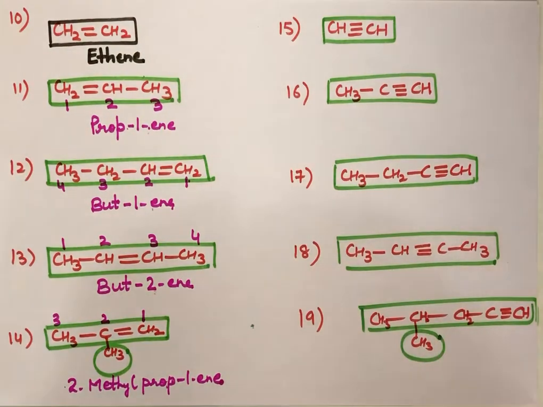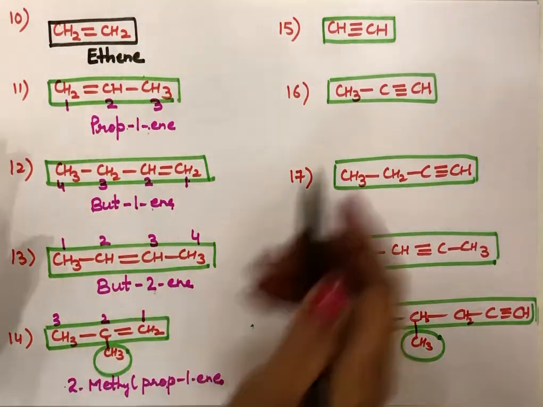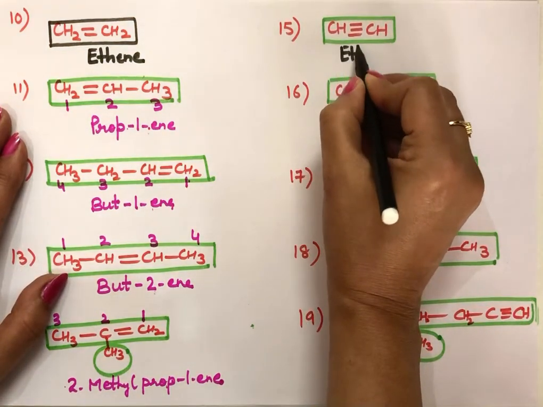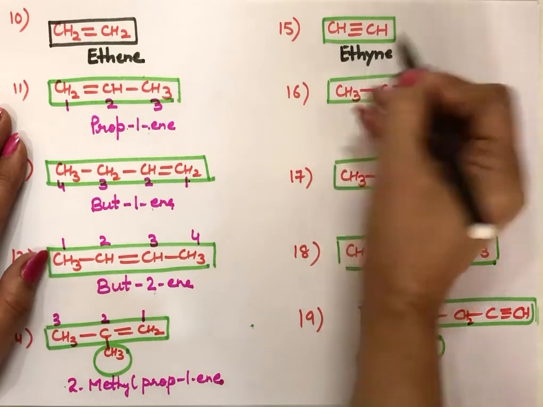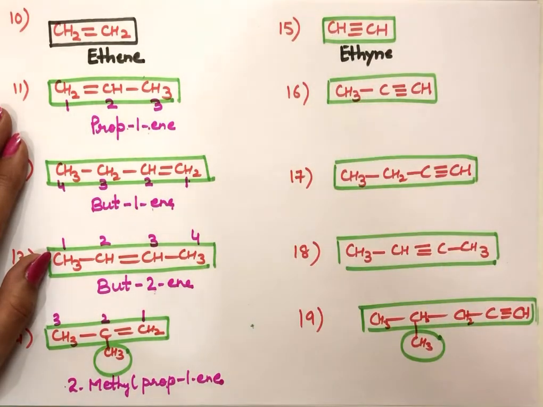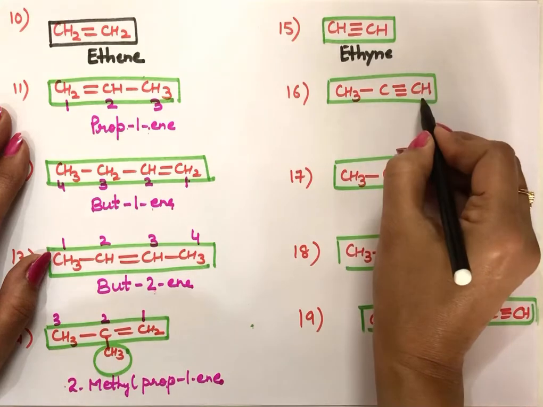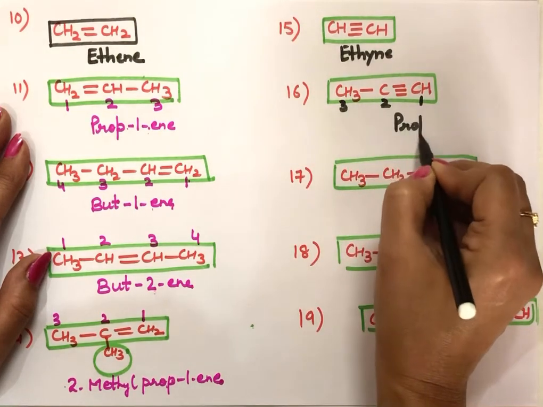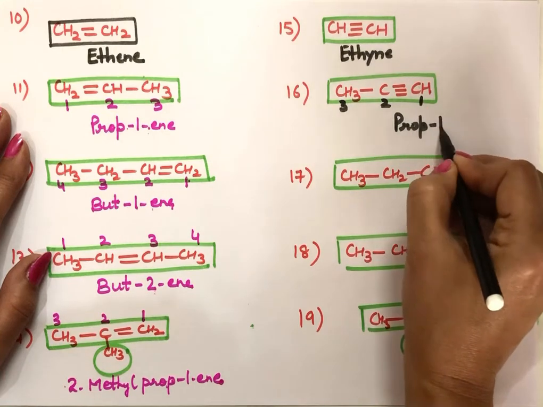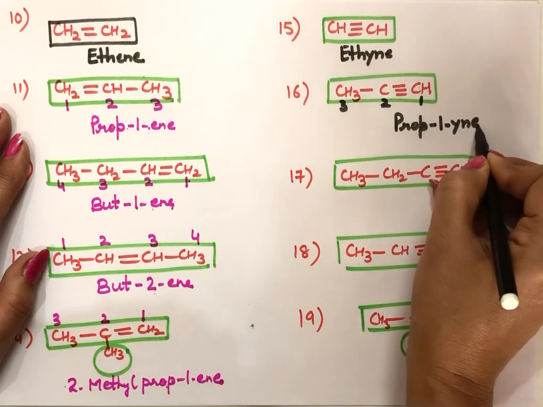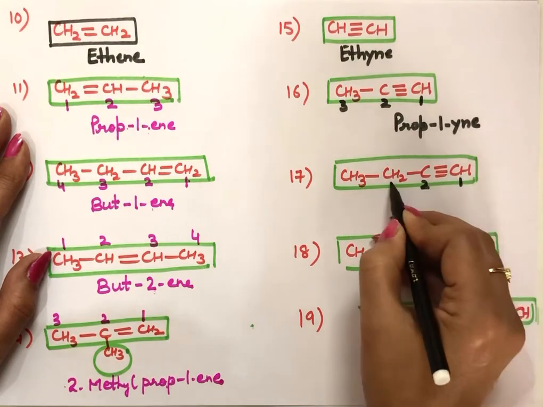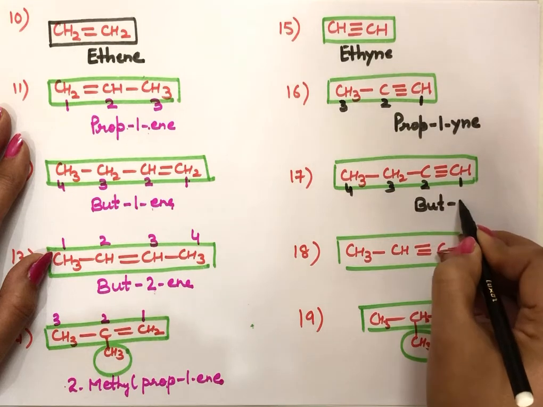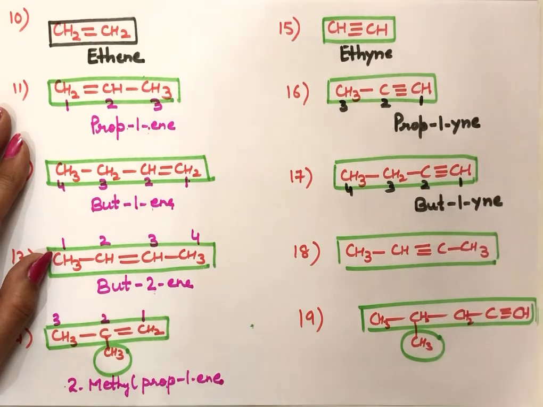Now, the name of this compound. There are 2 carbon atoms. Number it from any side, it is one position only. Eth-ine. We are not writing 1 here because in this case it will be 1 only. So we'll write eth-ine. In this case, numbering from this side. 3 carbon atoms in the chain, so prop. And with the first carbon, there's a triple bond, so 1-ine. In this case, numbering from this side. 4 carbon atoms in a chain, but. And the triple bond is with the first carbon, so but-1-ine is the name.